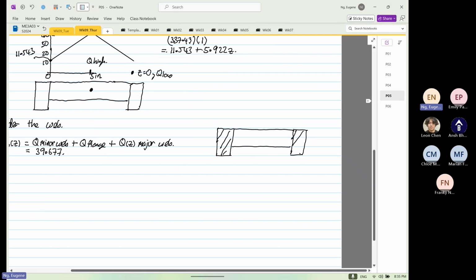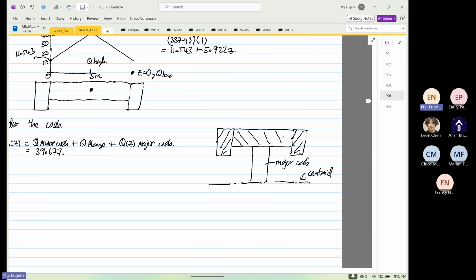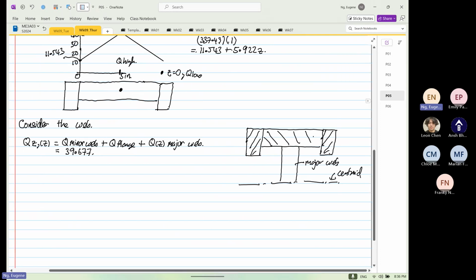This part and this part are constant. This is also constant. Now we are considering the web. Okay, and this is at the centroid. Right. So now we know the limits. Okay, so let's consider the limits. So the limits is from 0. And now we know that this is y and this is z. Okay. So y and the upper limit is what?